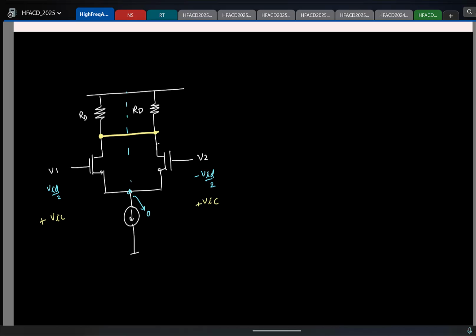So here, what is the small signal differential gain? If I draw the half circuit, I have this. I have VID by 2. This is ground. So what is the output by VID?